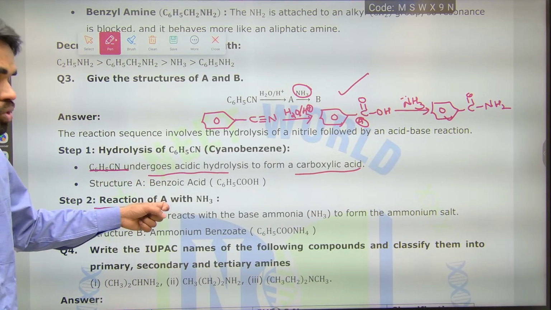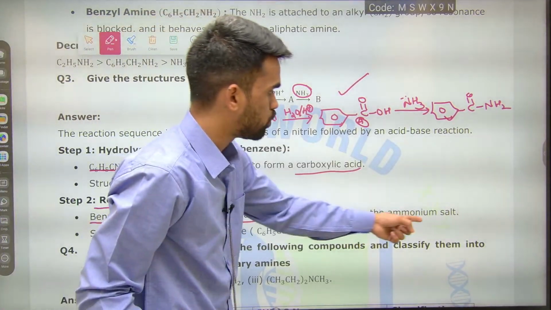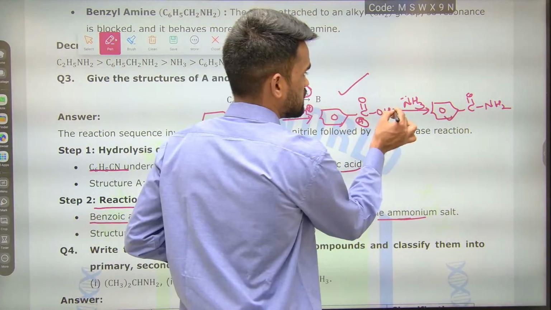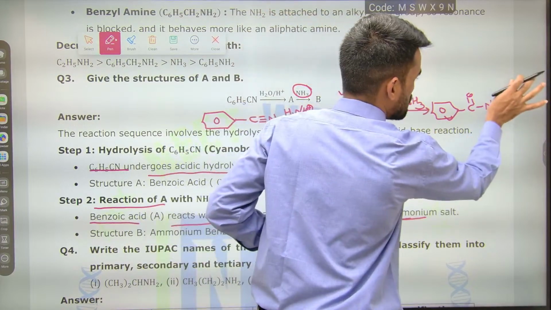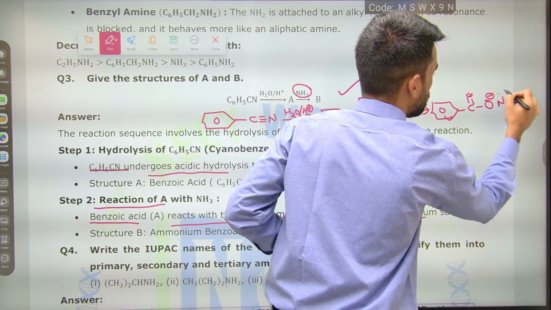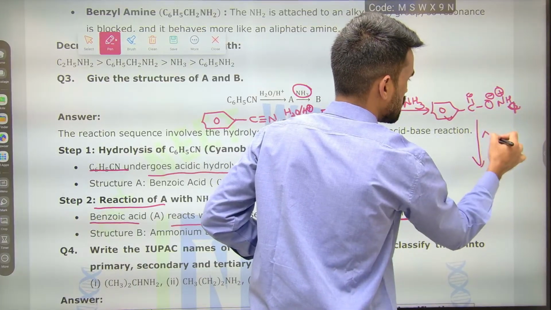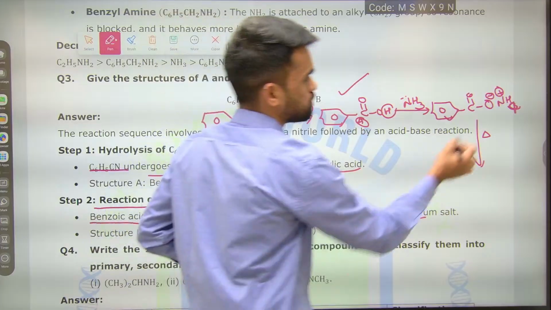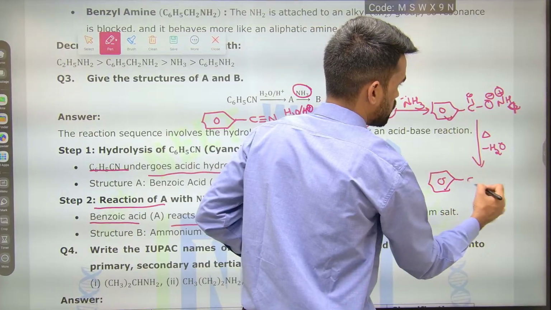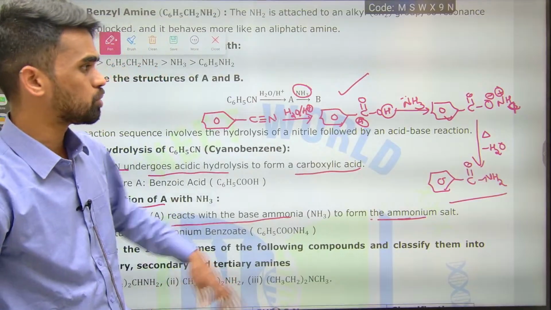Next, reaction 2, that is A with ammonia. Benzoic acid reacts with the base ammonia to form an ammonium salt first. This is an acid, this is a base, so we can expect the carboxylate O minus with NH4 plus. This is a salt. But if they are asking us to heat also, we can expect elimination of water and it gives an amide as the product. Amide is the final product upon heating.